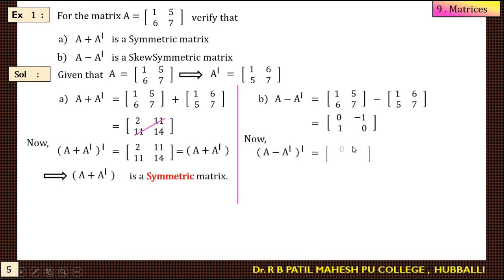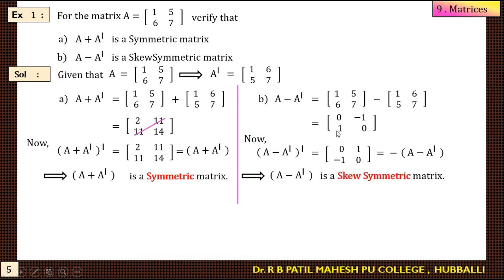Now I am finding the transpose. So 0, minus 1 column wise, 1, 0, second column. Now if we take the negative common, it is minus of A minus A dash. If you multiply by minus, it is minus of A minus A dash matrix, and you will get this. So directly I am writing this is minus of A minus A dash. So A minus A dash whole dash is equal to minus of A minus A dash. This implies A minus A dash is a skew symmetric matrix.